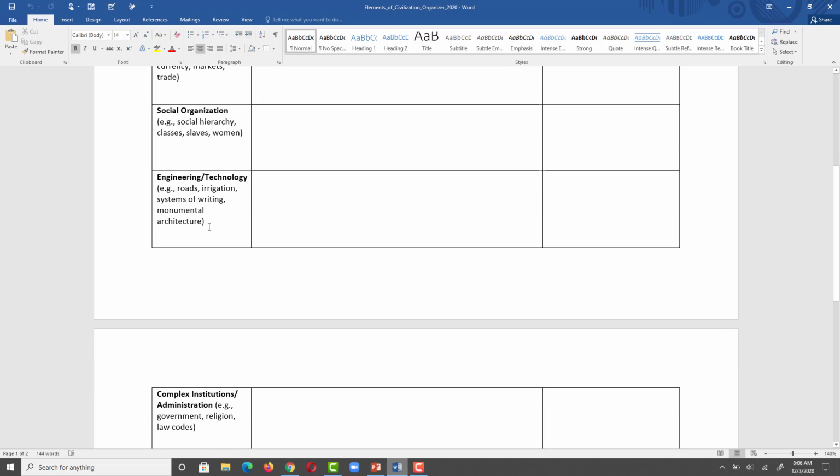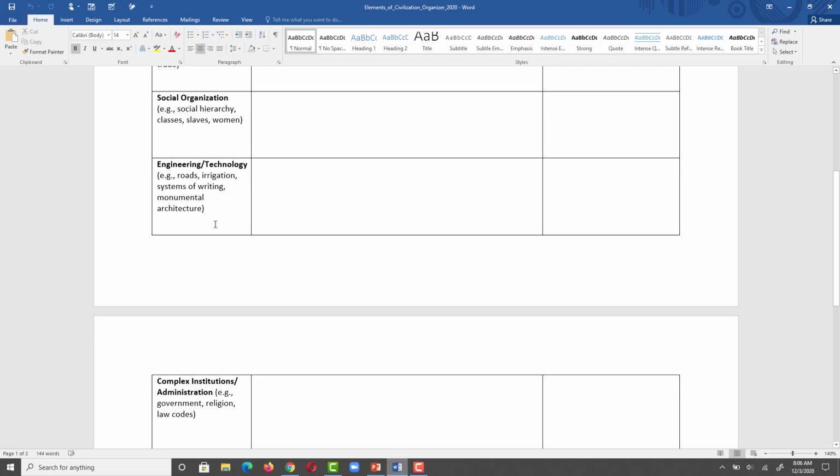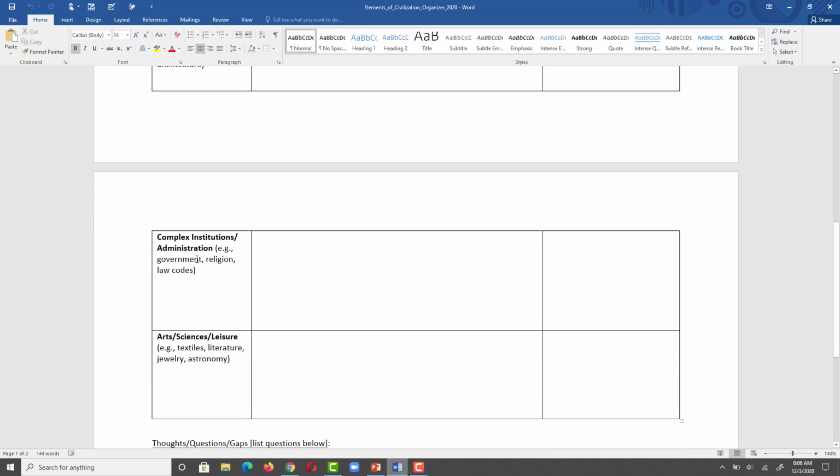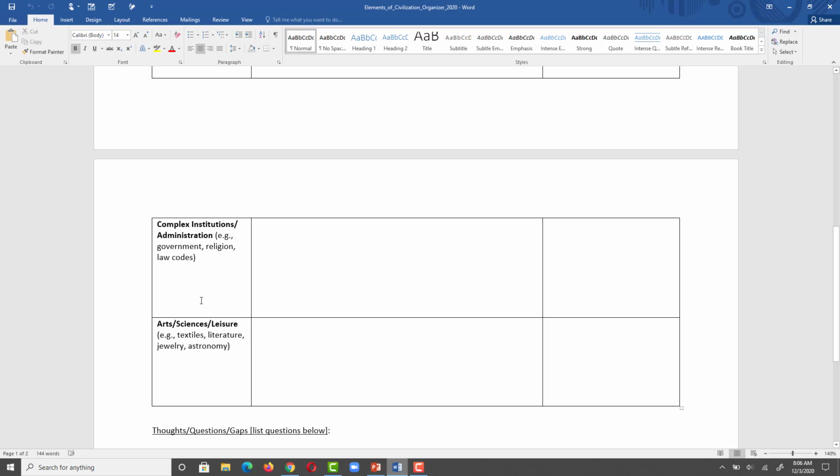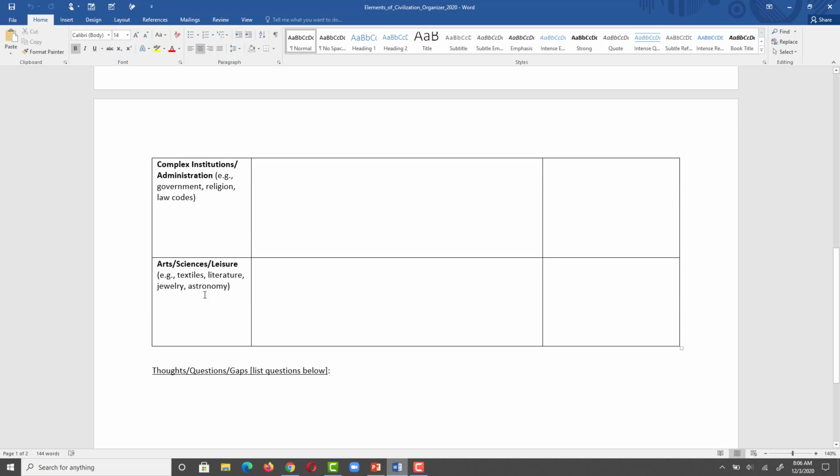Engineering and technology. We're looking at infrastructure, like roads, irrigation. Okay. Is there a system of writing? That's a technology. Complex institutions and administration: government, religion, law codes, different ideologies, ways to establish order, and then also to facilitate that order. Okay, finally we have here art, sciences, leisure. What do they do for fun? What sort of cool art did they produce?